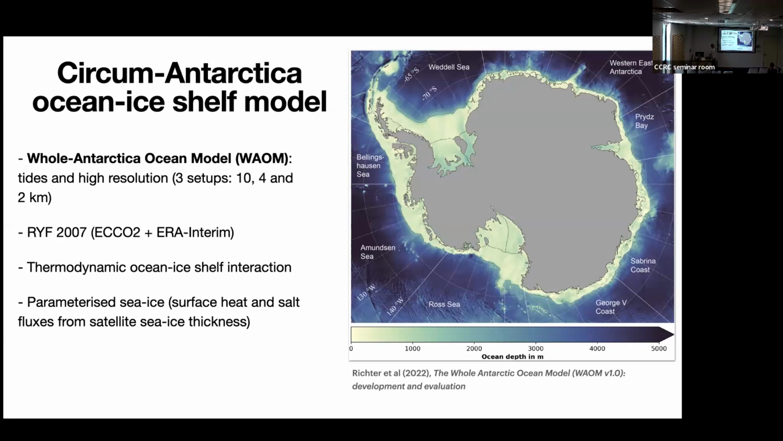And then you don't have a sea ice model. The sea ice is parameterized, so you actually have surface heat and salt fluxes obtained from satellite estimates of the sea ice thickness. And the model also includes static ice shelves, and all the thermodynamic ocean ice shelf interaction is done through the 3-equation parameterization. That's our circum-Antarctic domain.